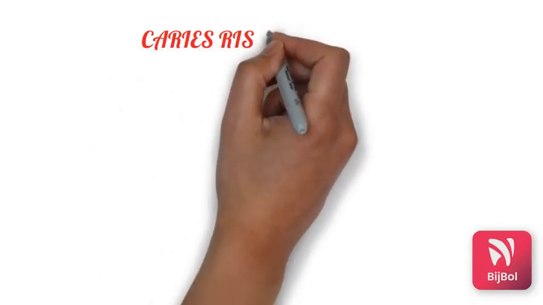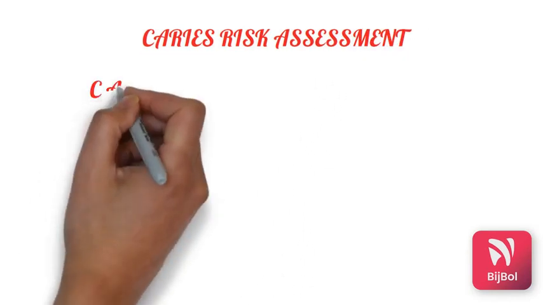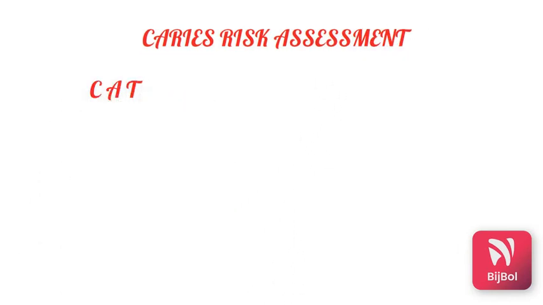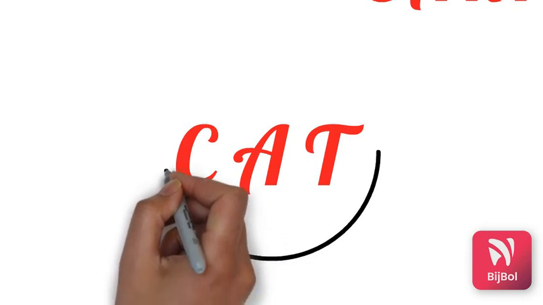Now we'll see the caries risk assessment. How is it done? It has a few tools. One of the tools is the CAT, that is the caries risk assessment tool, which is based on caries risk indicators assessed by clinical conditions, environmental characteristics, and general tooth conditions. It is given in categories, that is, low, moderate, and high risk.